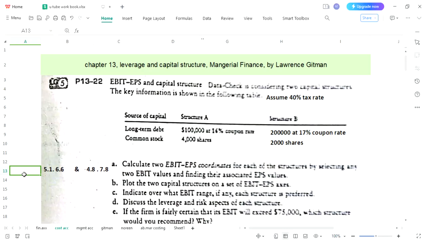Hey guys, hopefully everyone is doing well. Today's target is to solve question number 13.22. The chapter which we are related with is leverage and capital structure.